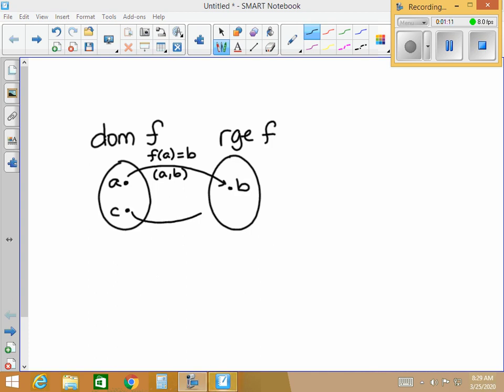But maybe f also takes c to b. Now remember, this is still a function by definition. A function means that the x's don't repeat, and since there's only one arrow leaving each x value here, going over to the right to the y, then we know that f really is a function.